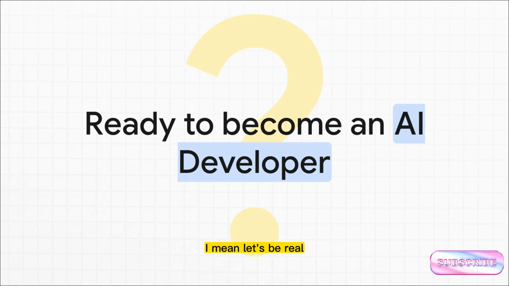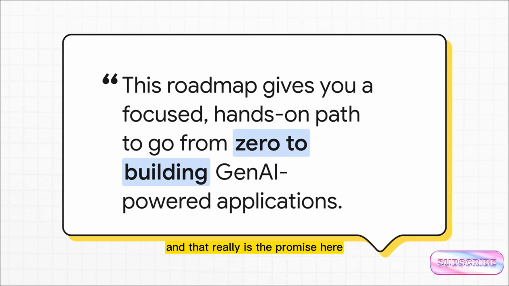I mean, let's be real, this field is just exploding. There are new models, new libraries, new frameworks coming out, it feels like every single week. It's a lot. But that's okay, because having a focused roadmap like this one makes all the difference. And that really is the promise here.